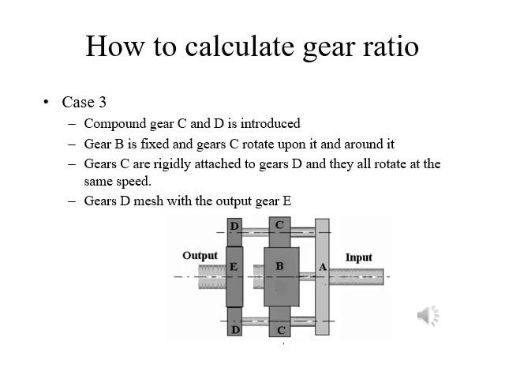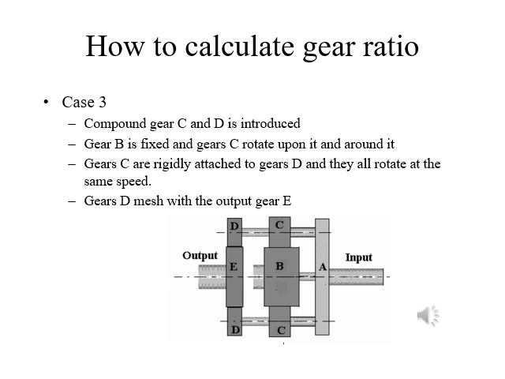This one is the example for case 3 of epicyclic gear. Compound gear C and D is introduced. Compound means two different gears are on one shaft. Gear B is fixed and gear C is rotated upon it and around it. Okay, gear C is the planetary gear, planet gear. Gear B is the sun gear. And then gear C is rigidly attached to gear D. Okay, now you have compound gear CD. So E is attached to D.